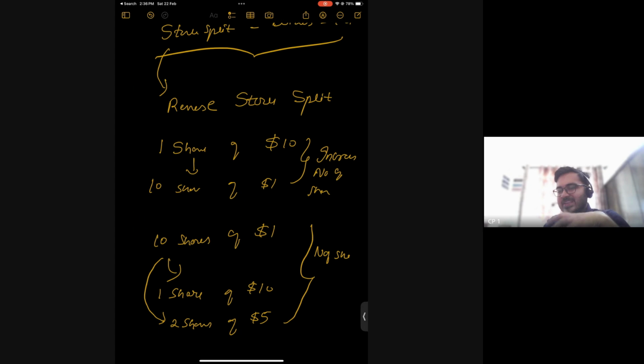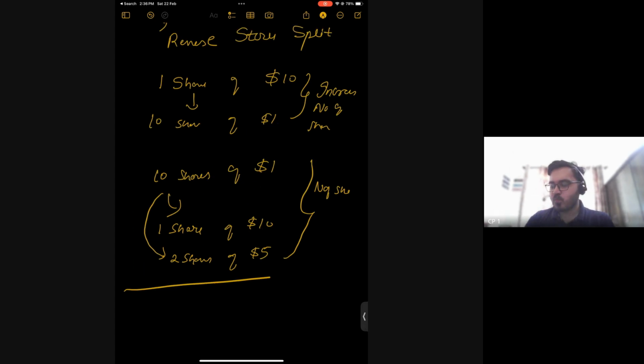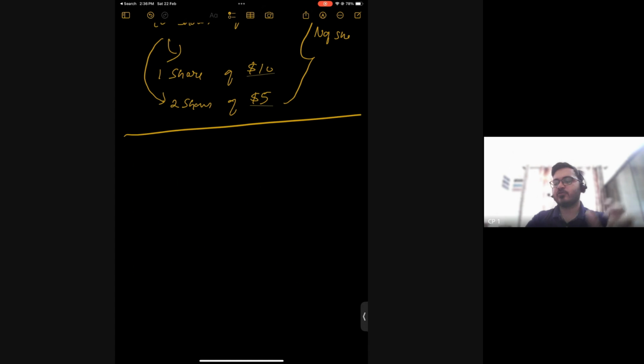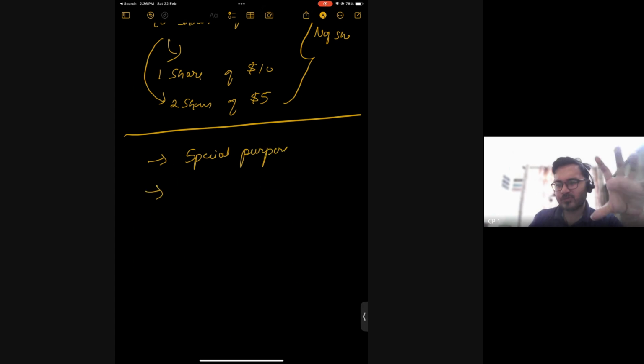A reverse stock split is exactly the opposite of stock split. Instead of splitting one share into 10 pieces, you assemble 10 pieces and you reconvert it into one piece. Why are they done? In most situations, they are done for some special purpose. That is thing number one. And more often than not, it is done in order to ensure that for bookkeeping purposes or in order to make it attractive.